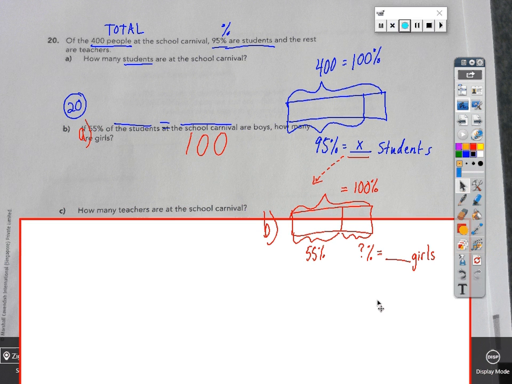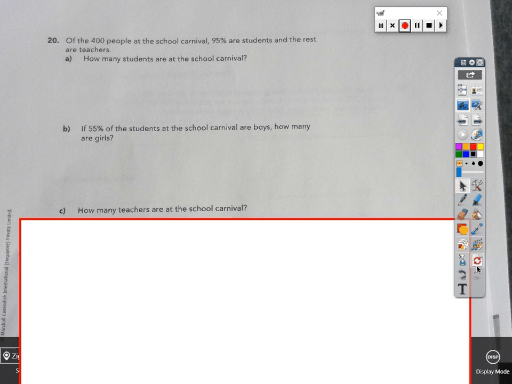Part C, how many teachers are at the school carnival? There are a couple things you could do here. So you could look back and notice what was the total number of people at the carnival altogether? 400 was my total or my whole. And in a minute, you're going to have a number of students that we could take away from the 400 people that are attending the carnival. I think this might be as simple as a subtraction down here for part C.